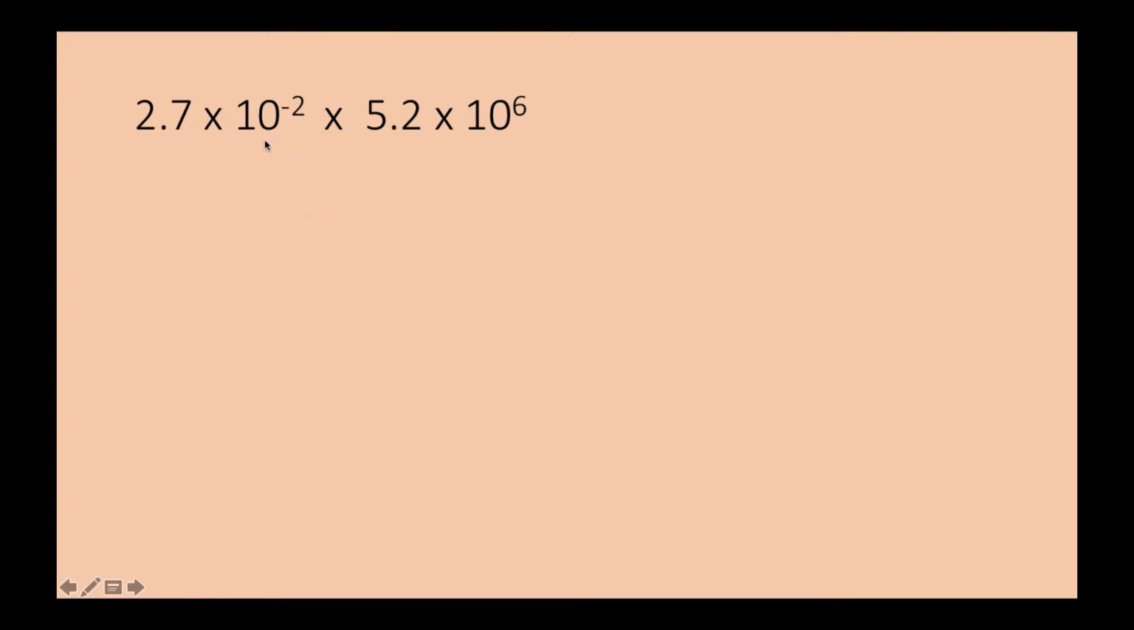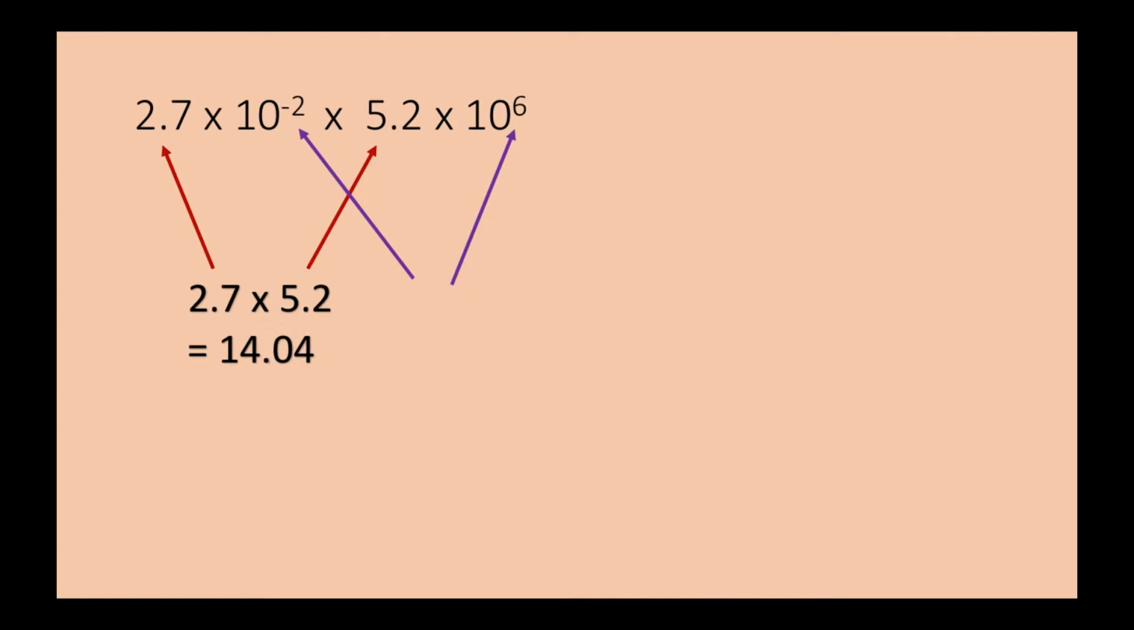As you can see, we've now got some minus powers here. So we have 2.7 times 10 to the power of minus 2 and 5.2 times 10 to the power of 6. So we do exactly the same again. We do 2.7 times 5.2, which gives us 14.04. And then we add the powers. Now you must have already done the video on adding and taking away negative numbers. And we have minus 2 plus 6. That's like saying minus £2 overdrawn, and you put £6 in your bank. You actually only have £4.